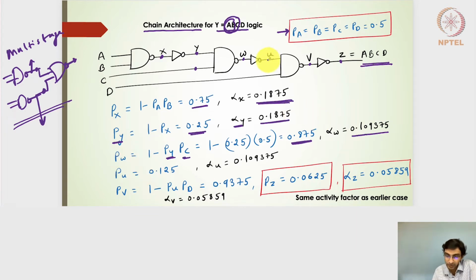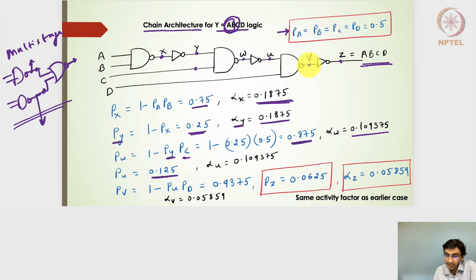And PU is nothing but the inverted output of W. So I'll get 1 minus 0.875, which will be 0.125, and alpha U will be very similar to that of 0.109375. If I calculate alpha U from this, 0.125 multiplied by 1 minus 0.125 will give me 0.109375.